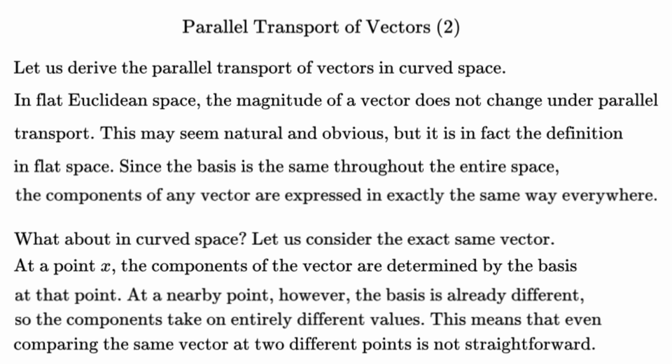Since the basis is the same throughout the entire space, the components of any vector are expressed in exactly the same way everywhere. What about in curved space? Let us consider the exact same vector. At a point x, the components of the vector are determined by the basis at that point. At a nearby point, however, the basis is already different, so the components take on entirely different values. This means that even comparing the same vector at two different points is not straightforward.